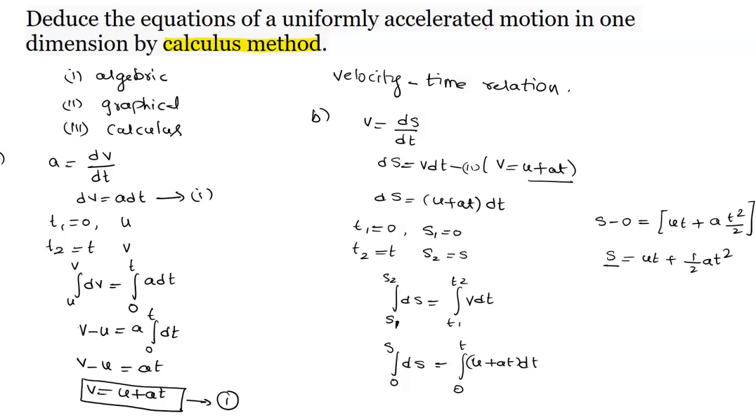The first letter is the displacement and the last letter is time. That's why we call the second equation the displacement time relation. This is equation number 2 from the equations of motion.